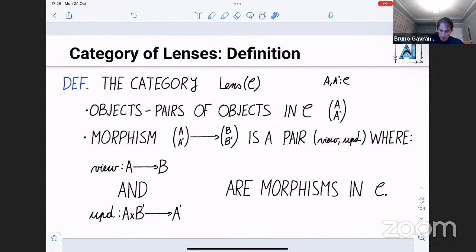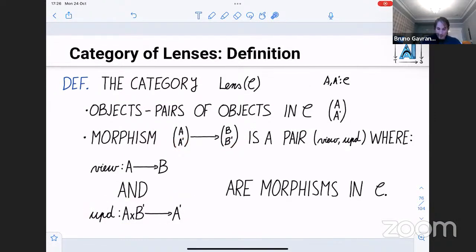View is going to be a morphism from A to B. You can think of this as the forward part of a neural network. It takes some A, produces a B. And update is going to be the backwards part of a neural network. So it takes an A, it takes a change in B, called here B prime, and produces an A prime.